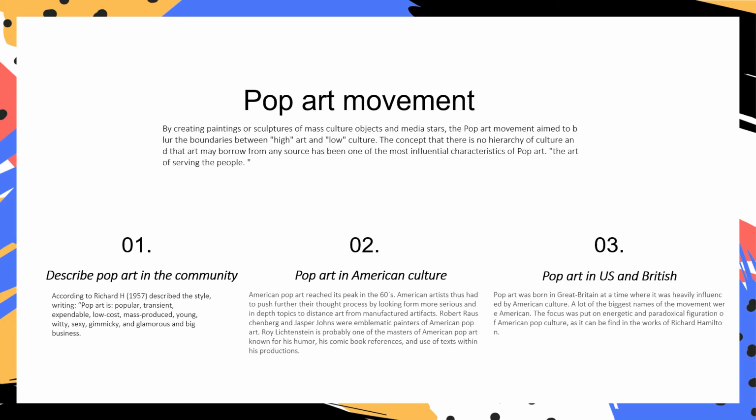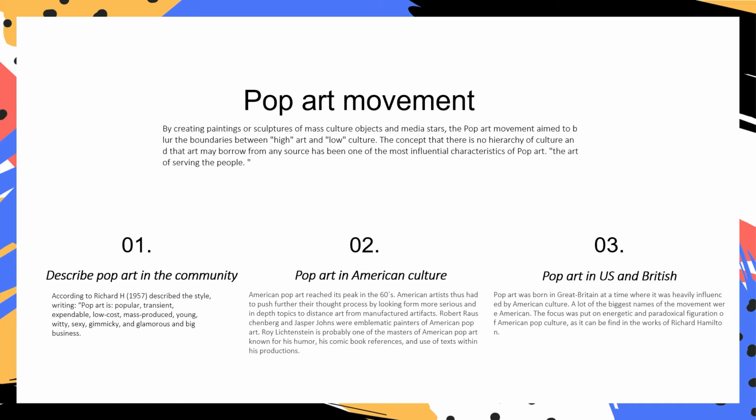What is the pop art movement? It is creating paintings or sculptures of mass culture objects and media stars. The pop art movement aims to blur the boundary between high art and low culture. The concept that there is no hierarchy of culture and that art may borrow from any source has been one of the most influential characteristics of pop art, and art should serve the people, not just the elite people. Let's come to the first point.